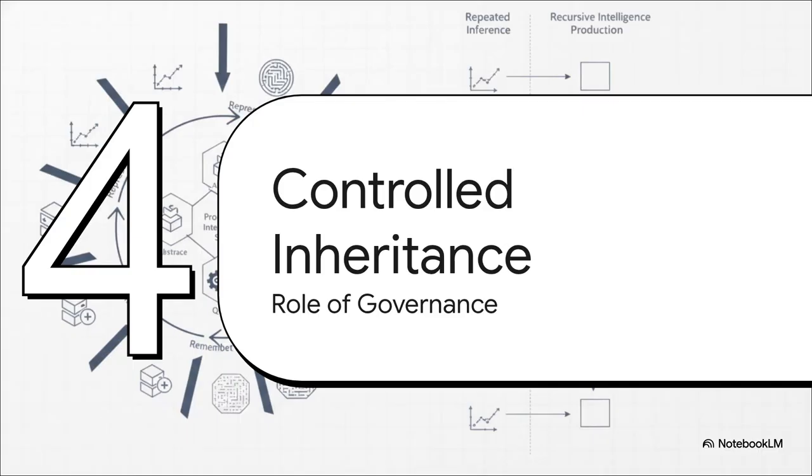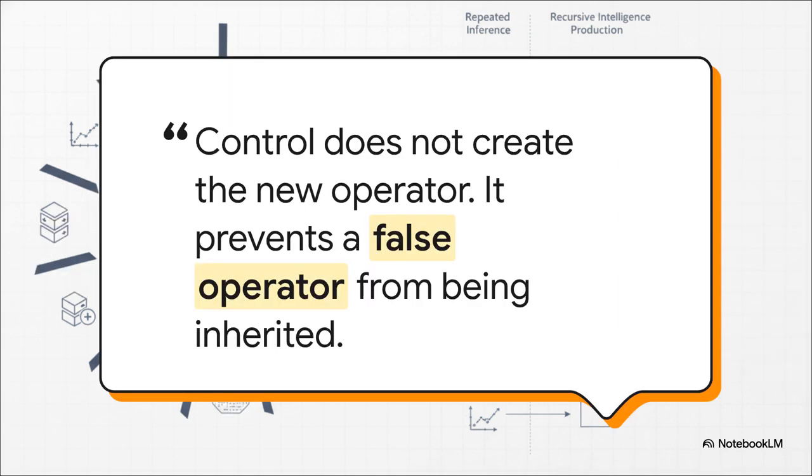Section 4. Controlled inheritance and governance. Having defined the productive mechanisms, the paper precisely delineates the architectural boundary of governance. Governance enters this framework strictly at the point of inheritance. The paper argues that governance does not and cannot create the new cognitive operator. Instead, it serves as a hard-coded critical safeguard. It decides whether a candidate structure is valid enough to become part of the next productive base state.